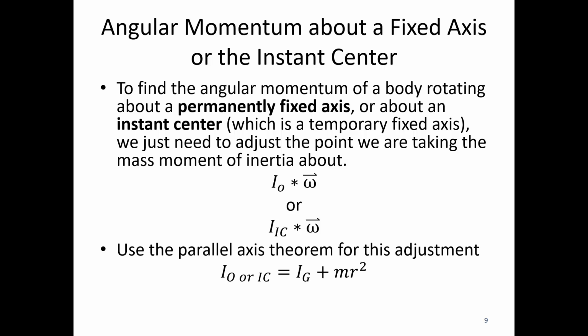So again, I_O or I_C is going to be the mass moment of inertia about the center of gravity, plus my adjustment factor of plus m r squared. M is the mass of your body, r is the distance from the center of gravity of the object to either the fixed axis or the instant center, depending on which one you're aiming for. So we just have to adjust our mass moment of inertia, and then we find angular momentum based on the adjusted I value.